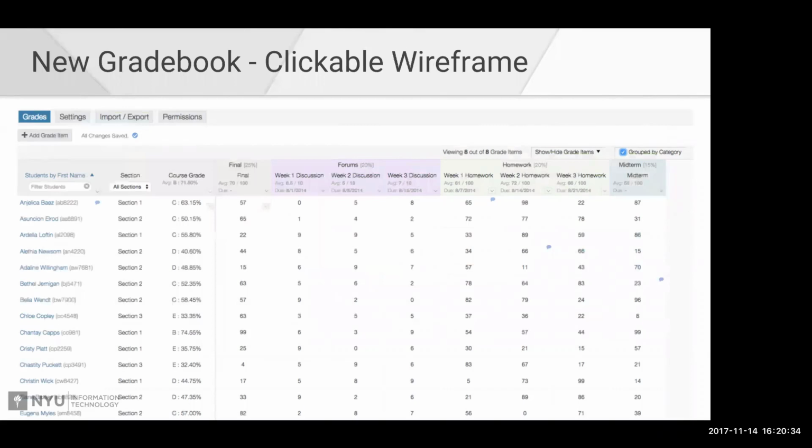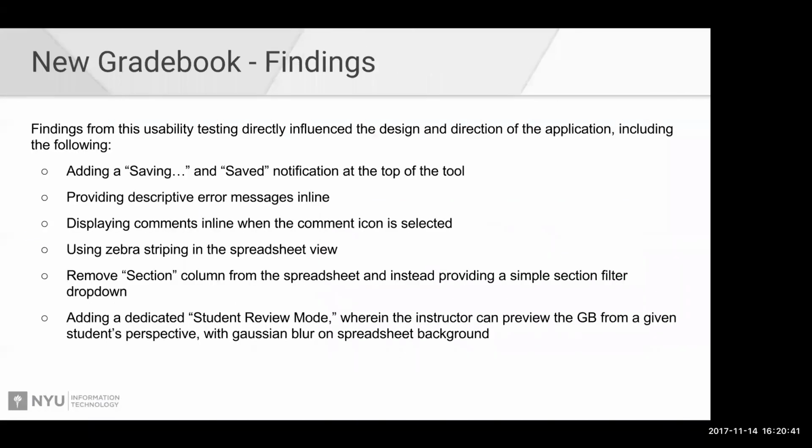And once we had users working with an actual version of this tool, we were able to start getting some really good feedback from it. So we got some findings that we were able to use to further refine these designs. We found, for example, that people wanted very clear indications that content was being saved in the tool. That's why in Gradebook NG as it currently exists, there's both a saving and saved notification at the top of the tool, reminiscent of Google Drive. When you're typing comments, you can see that content has been saved at the top of the screen.